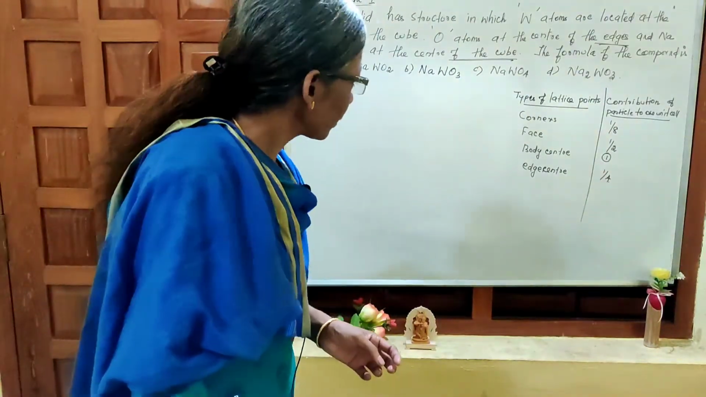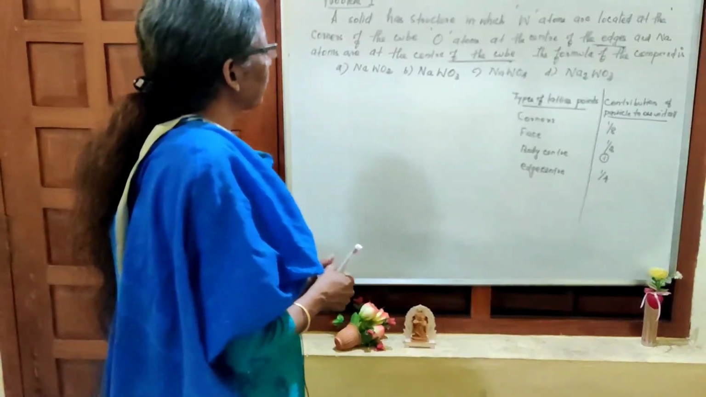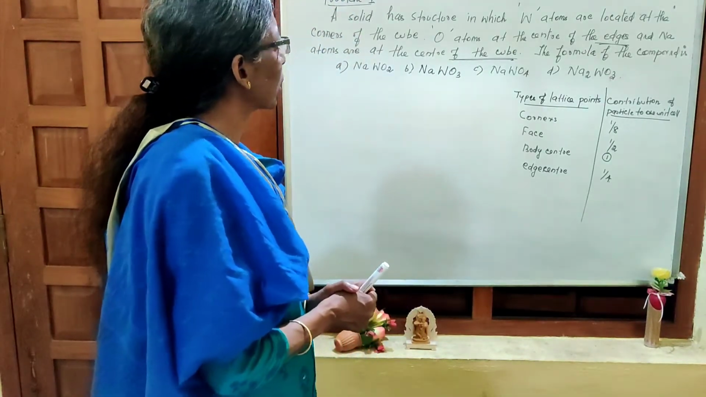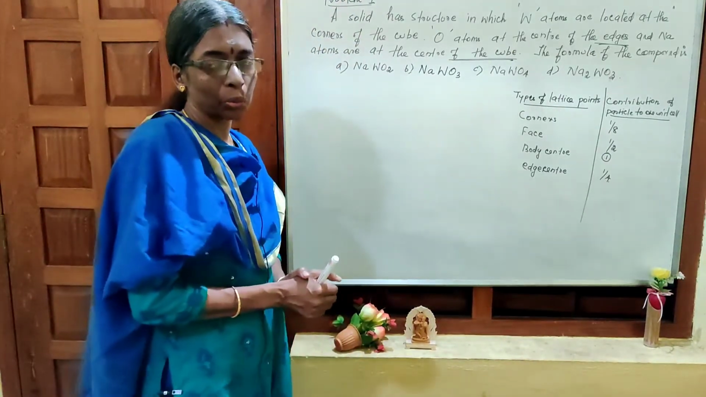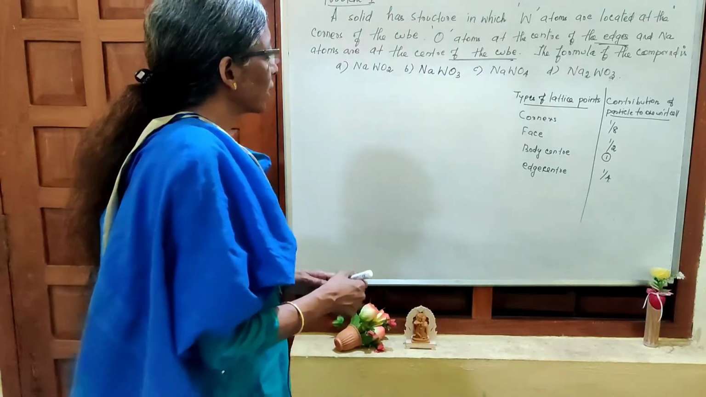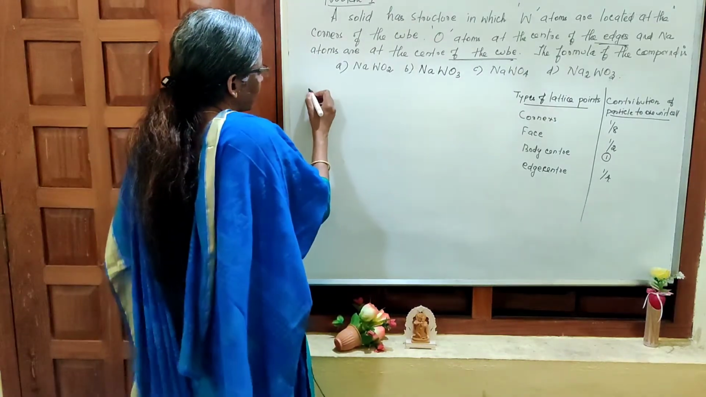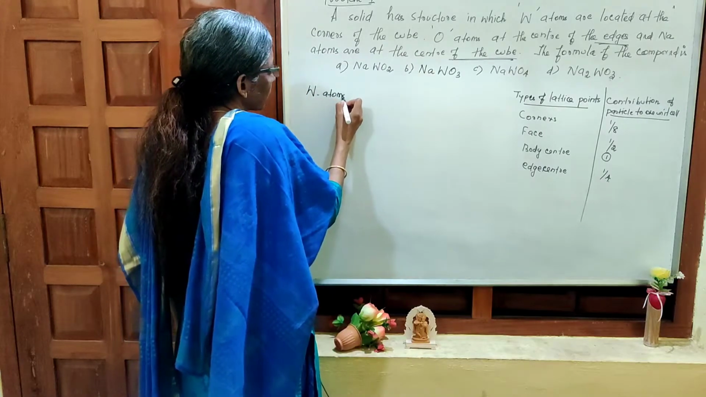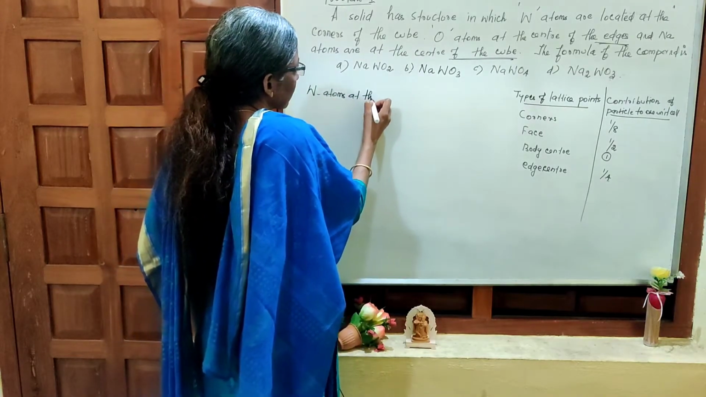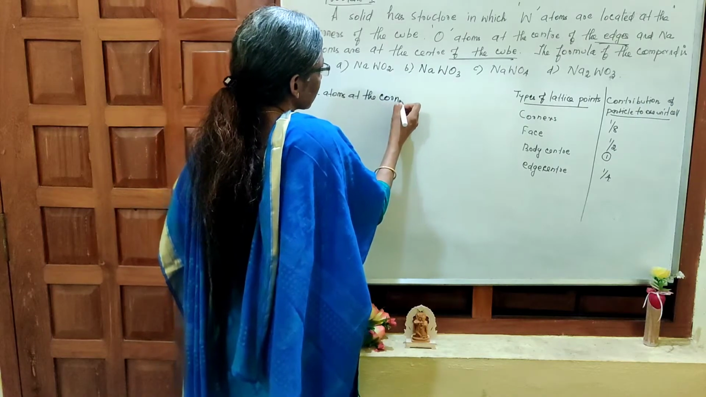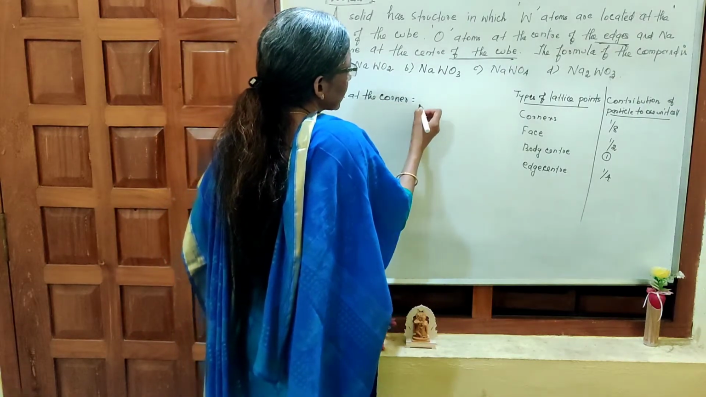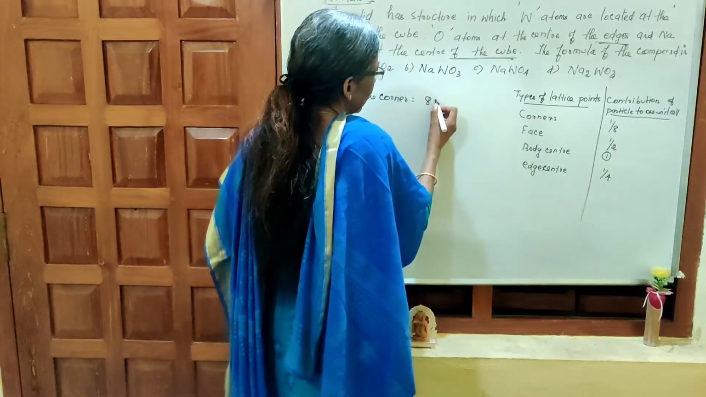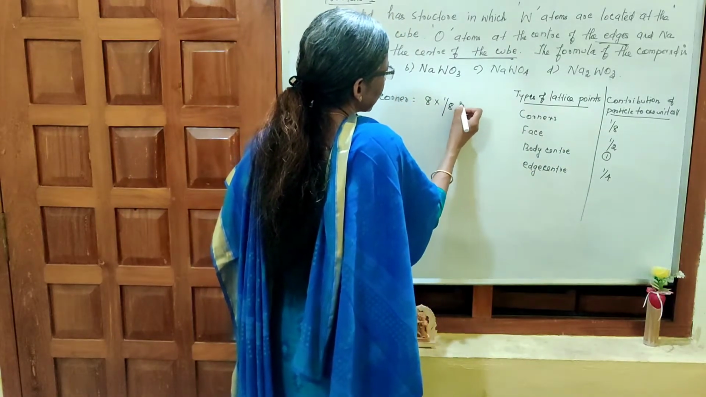Okay. So first let us see this problem. A solid has a structure in which W atoms are located at the corners of the cube. So W atoms at the corners. How many corners are there? 8 corners. So corners, what will you get? Contribution by each point 1/8, times 8, is equal to 1.